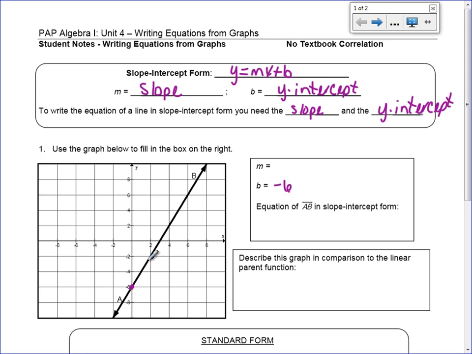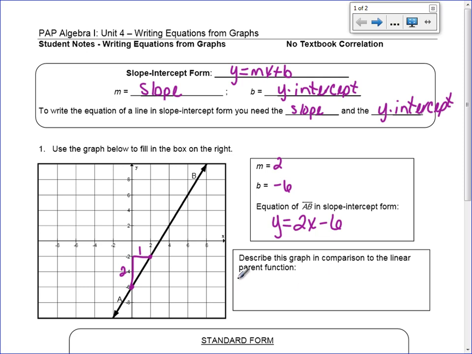And my slope, I'm just going to find two pretty points and draw my right angle so I can count. It's up 2 and over 1, so my slope is 2. So in slope-intercept form, the equation of that line is going to be y equals 2x minus 6. And so that is the equation of that line in slope-intercept form. I found my y-intercept, used that to go to another point to find my slope, and then I just plugged it in.